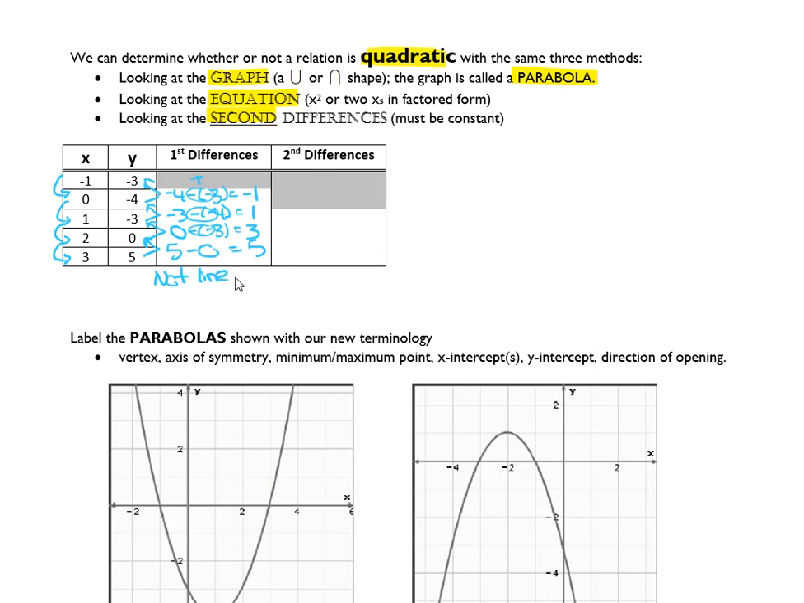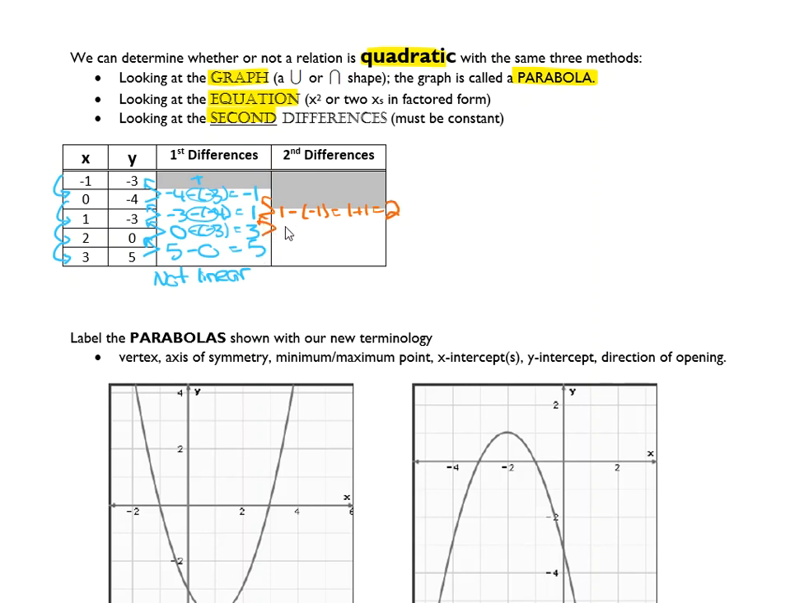Not linear because I didn't get constant first differences. So I can't look at this and say, oh, look at my slope has got to be a 5 or something. No, it's not a line, so it's not going to have a constant slope. So we move on and we look at the second differences. I take this second one and I subtract the one above it. So I'm doing 1 subtract -1 here. And that's really 1 plus 1. So that's a 2.